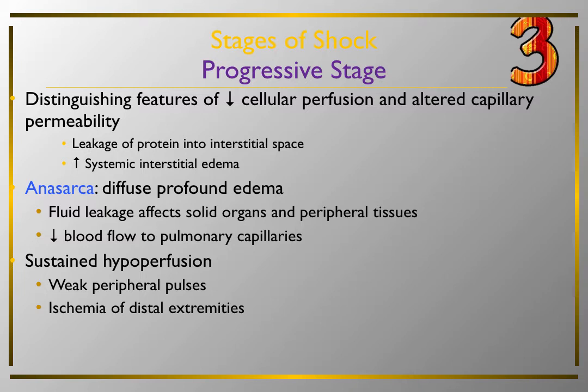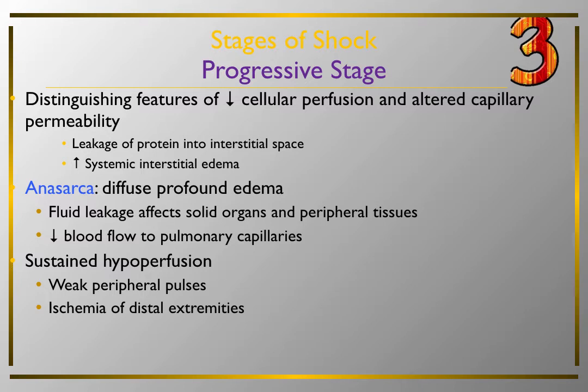So the progressive stage, which is our third stage, is distinguished in terms of features of decreased cellular perfusion and altered capillary permeability. The cardiovascular system is profoundly affected in the progressive stage of shock. Cardiac output begins to fall, resulting in a decrease in blood pressure and coronary artery and cerebral as well as peripheral perfusion. In addition to the decrease in circulating volume, there's an increase in systemic interstitial edema, which means it's not going into the intravascular, it's going into like third spacing, for instance. The patient may have anasarca, which is diffuse profound edema, meaning edema everywhere on the body.